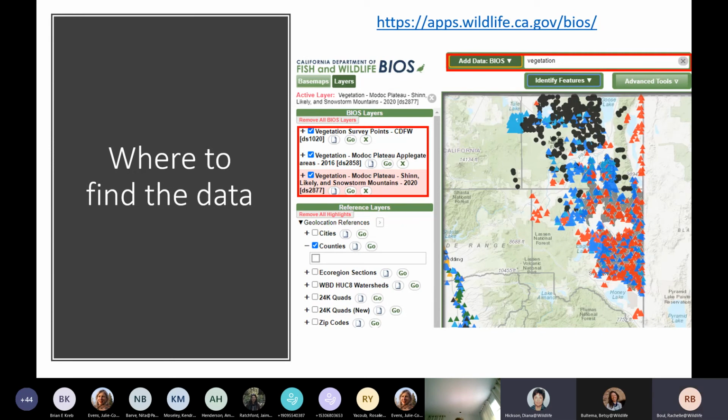Eventually, we hope to get stable funding to be able to remap portions of the state based on the amount of change that's occurred or, you know, demands from users.